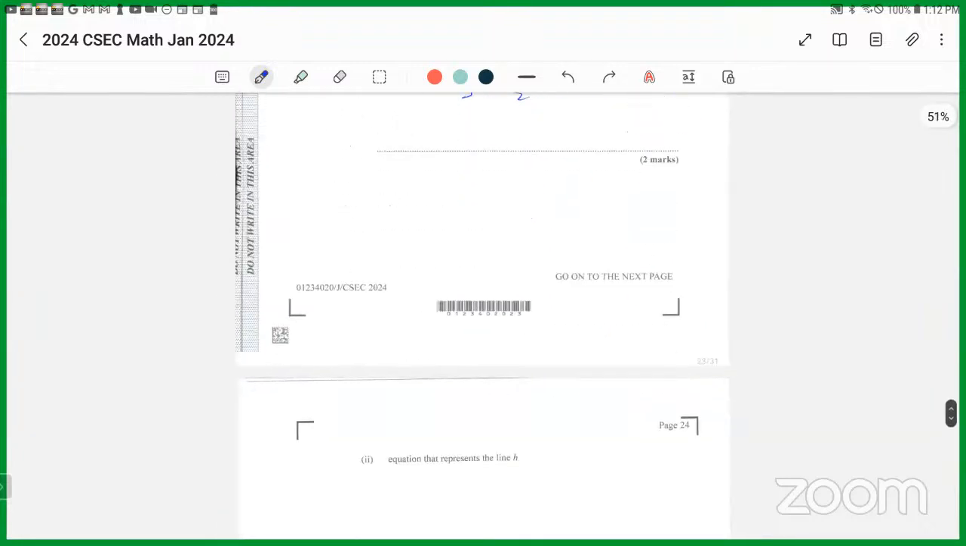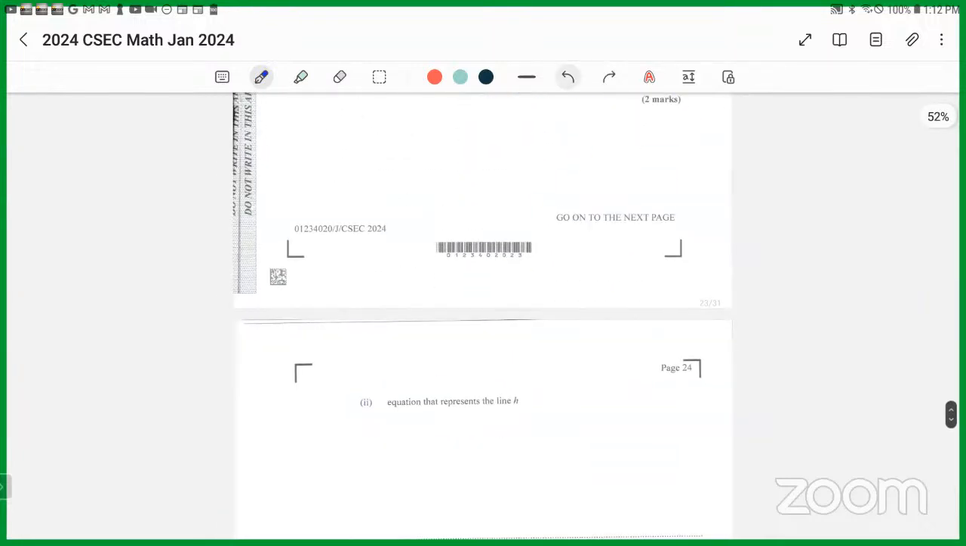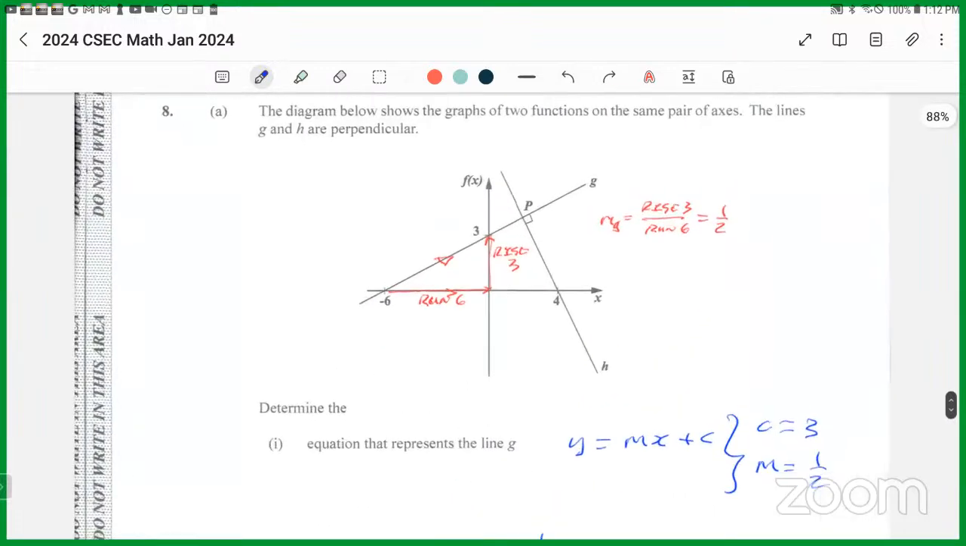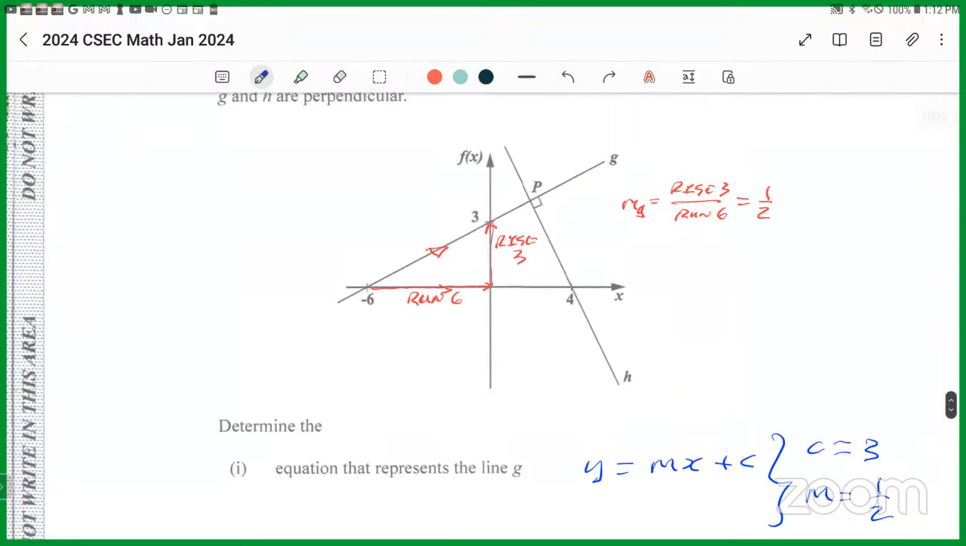Now the next part wants the equation of H. Look at H now. We're not seeing the y-axis intercept, but we'll see this point. And we can't count the gradient, but we know it is perpendicular. We can use this point. This point is the point (4, 0), clearly on the line. What is the gradient? The gradient of line H is -1 over the gradient of line G, because they are perpendicular. So we do the negative reciprocal of the half.